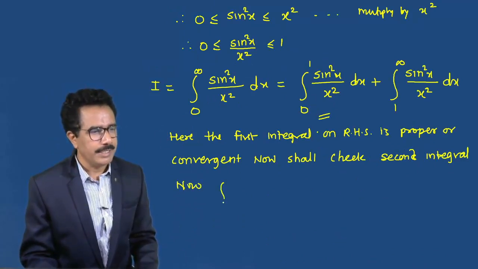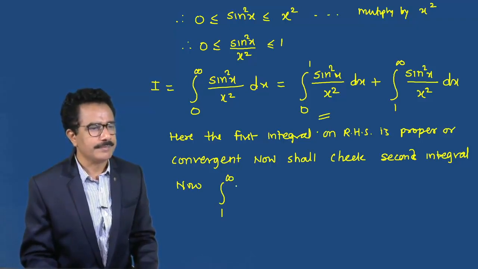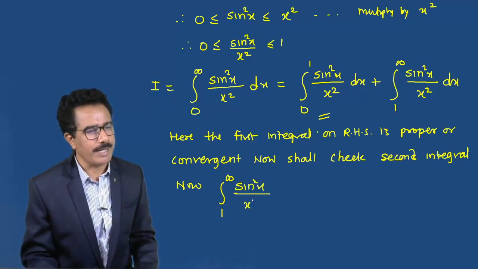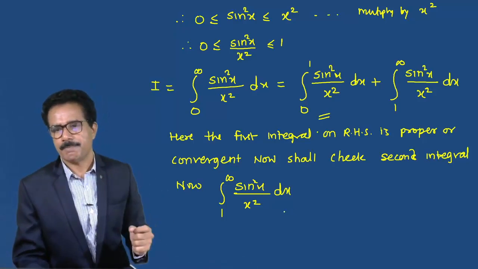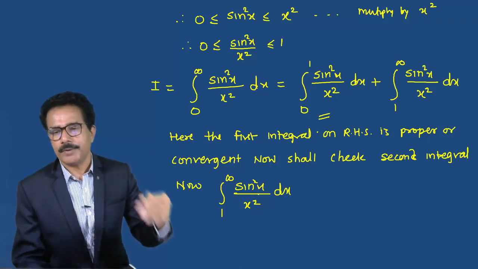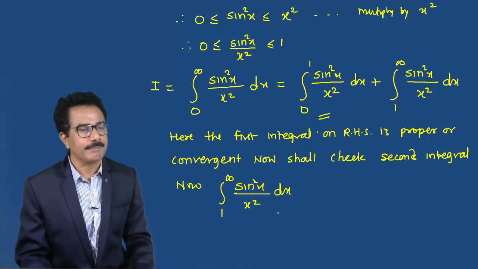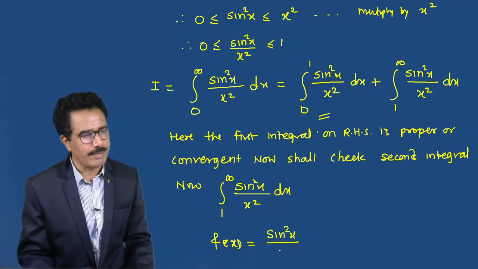Now integral from 1 to infinity sin square x divided by x square dx. Now we have to check this. While checking this, when we approximate its value, here f of x is equals to sin square x divided by x square.